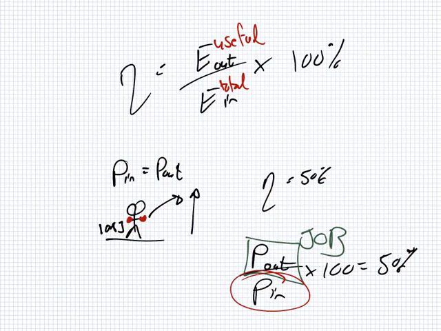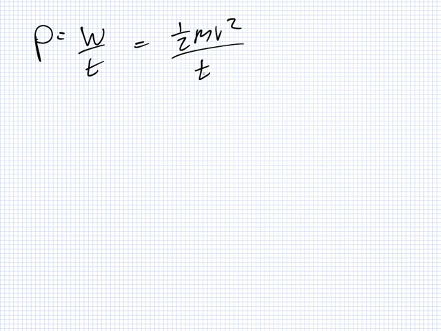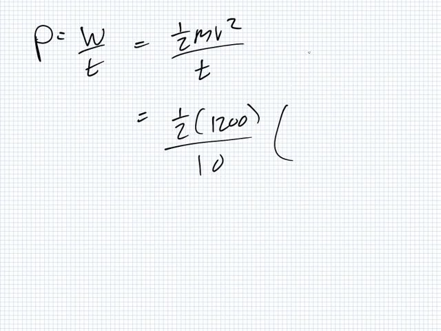So, the power equals the work over the time, and the work done is given the car kinetic energy. A half, 1200 over 10, and then this is the V squared. What the heck? Come on. Hello? There we go. 100 kilometers per hour.